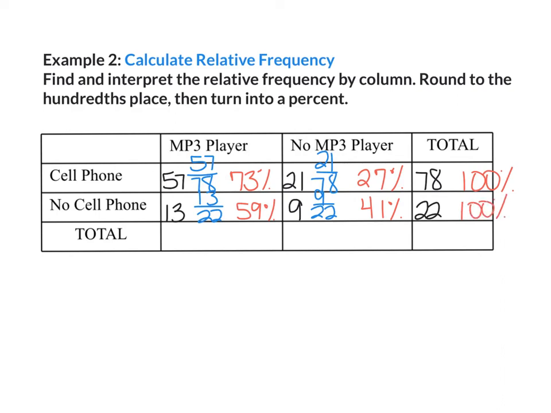Now I'm going to go ahead and add each column. 73 plus 59 gives me 132%. Now the next column, 27 plus 41 gives me 68%. In the last column, 100 plus 100 gives me 200. I'm going to go ahead and check the last row. 132 plus 68 gives me 200%. So it does verify. So this is how you calculate relative frequency.